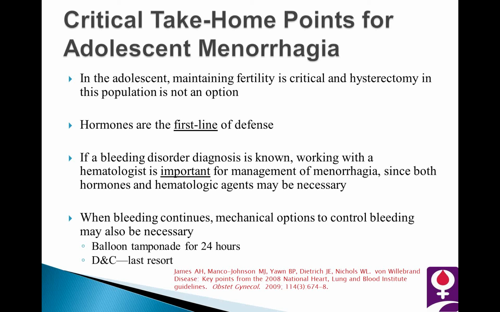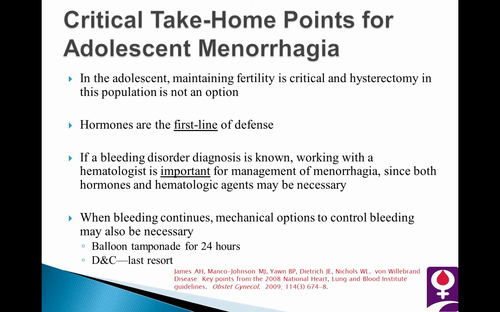If a bleeding disorder diagnosis is known, working with a hematologist from the very beginning is important for management of menorrhagia, since both hormones and hematologic agents may be necessary. Now, obviously, sometimes when bleeding continues beyond what we would expect, or we don't see an appropriate rise in hemoglobin, or a patient becomes unstable, mechanical options to control bleeding might also be necessary. We do have the option of a 30 cc Foley balloon that can be used to tamponade the uterus from the inside for 24 hours. This can then be easily removed afterwards.